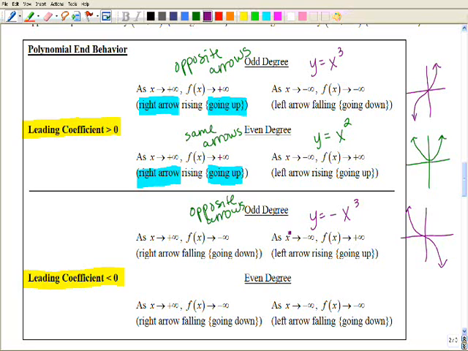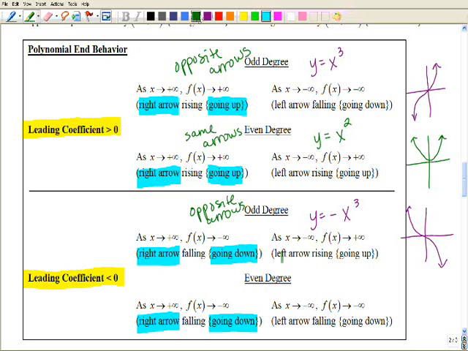And watch what it's saying here. As x is approaching positive infinity, f of x will go down. The y values, the right arrow, is going down. And as x approaches negative infinity, the y values are going up. The left arrow is going up. So here, this time, the leading coefficient is negative. So the right arrow will go down, no matter what, if it's even or odd. Okay, and remember, we still have opposite arrows.